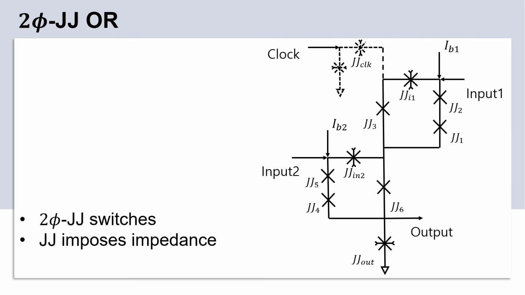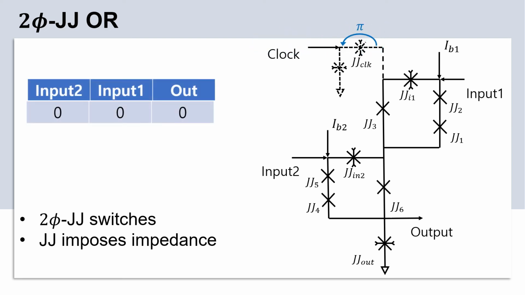Lastly, I'm going to demonstrate the OR gate. Receiving an HFQ pulse from the clock input will switch JJ clock, and the pulse will not propagate to the loops or to the output. So if we didn't have any HFQ pulse from input 1 or input 2, it will result in a logical 0 output. No pulse will be produced at the output.